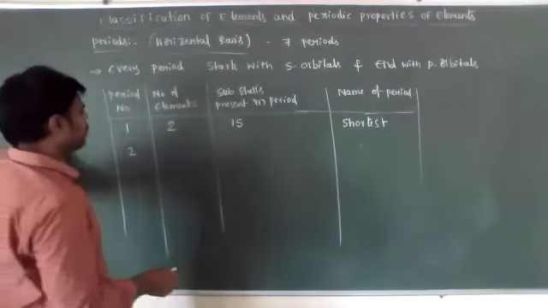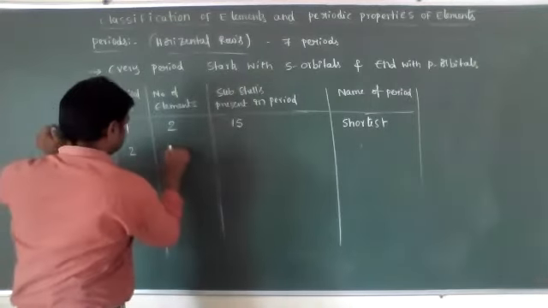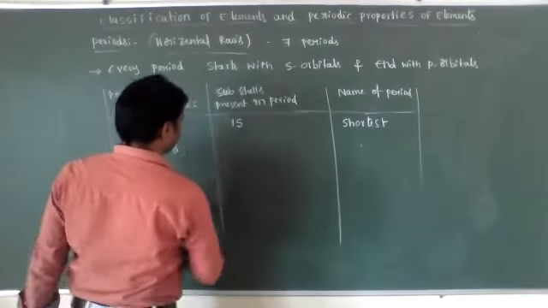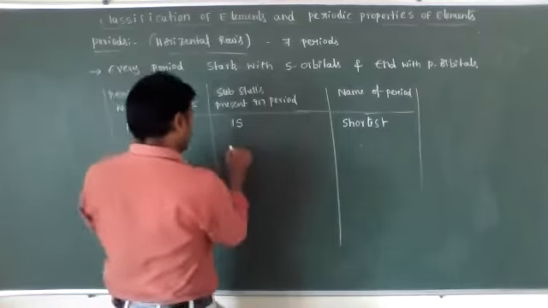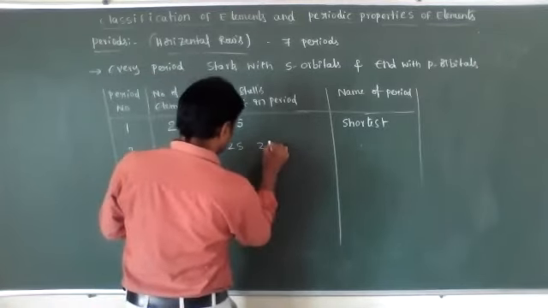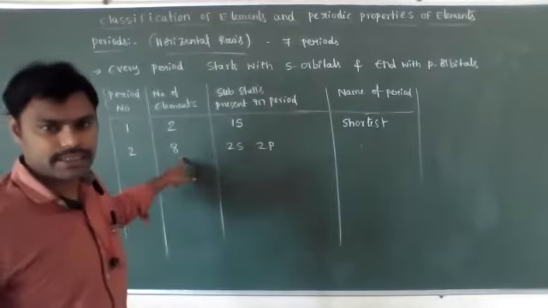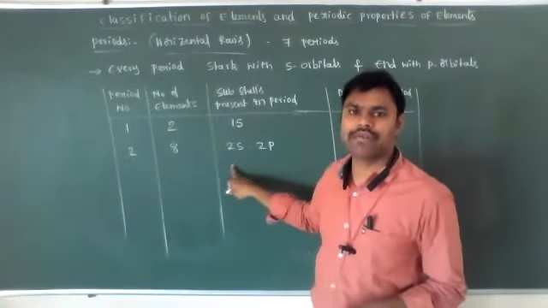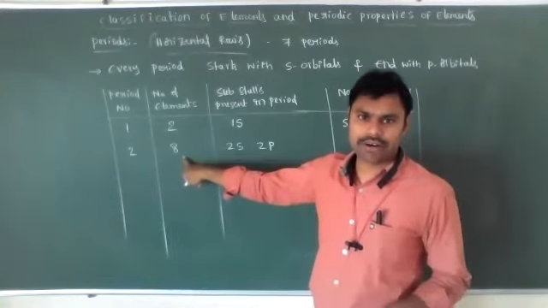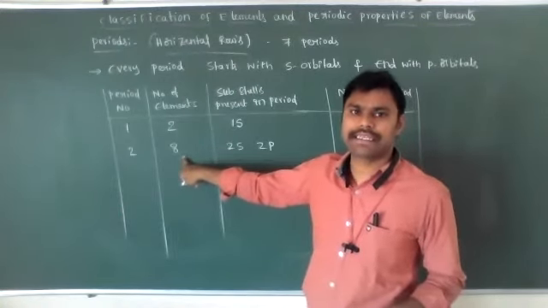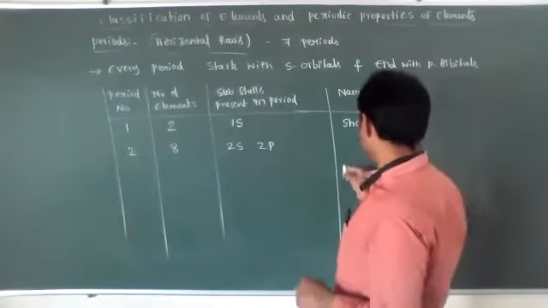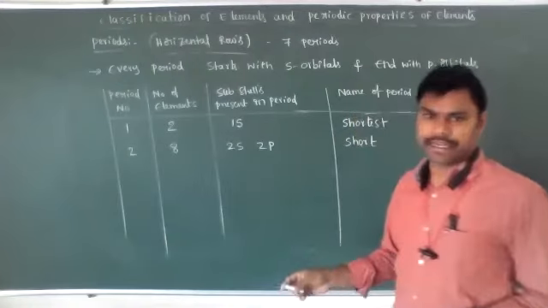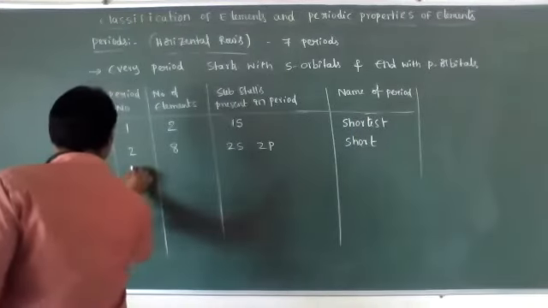See the second period. It has 8 elements, because 2s and 2p orbitals are present. One 2s orbital and 3 2p orbitals: 3 plus 1 is 4, and 4 orbitals hold 8 electrons, so 8 elements are present in the second period. That is called a short period.